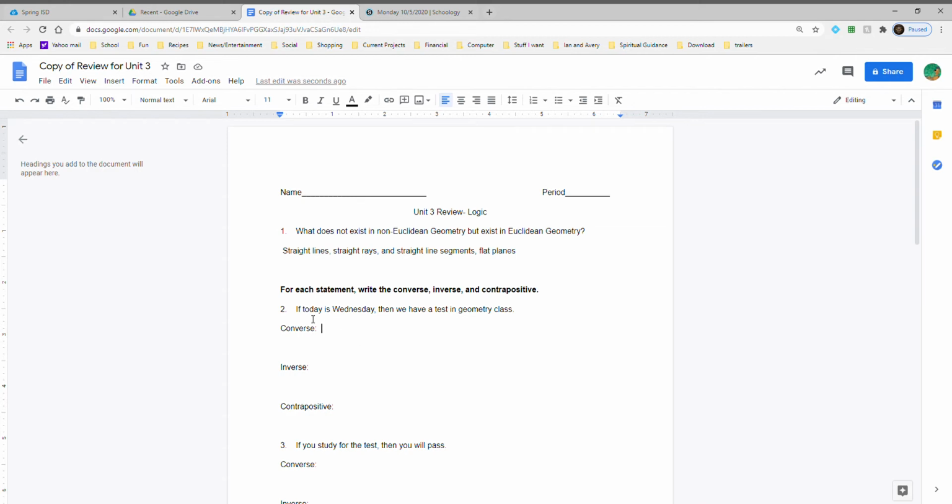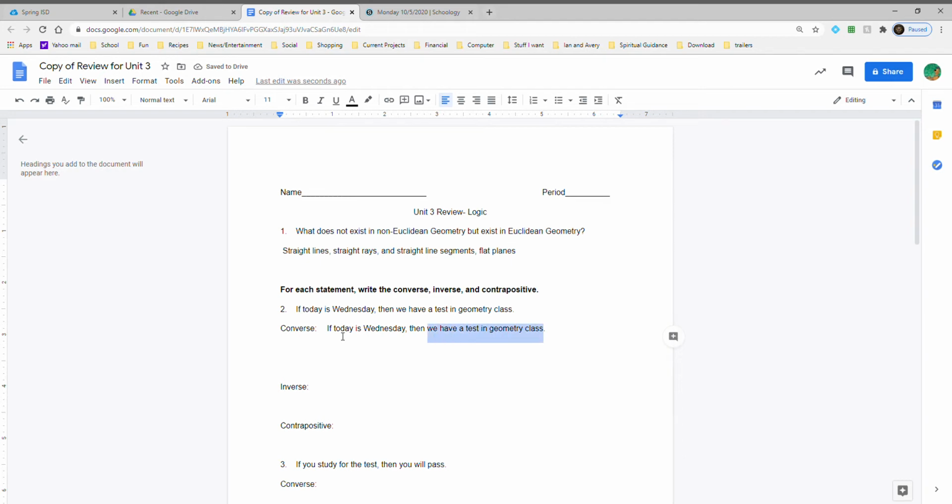All right, so when we're writing the converse, inverse, and contrapositive, the converse is where you take the statement and then you switch the hypothesis and the conclusion. The conclusion is we have a test in geometry class. I'm going to cut that out and move it over here. And the hypothesis is today is Wednesday. So I'm going to highlight this part and cut it out and move it to the end. And so now my statement reads, if we have a test in geometry class, then today is Wednesday.